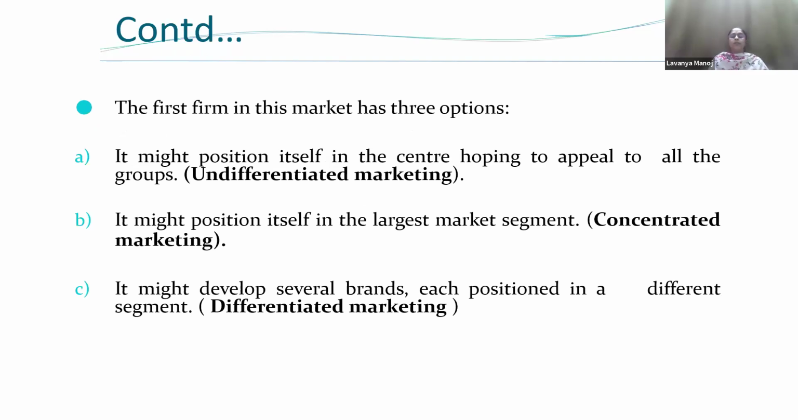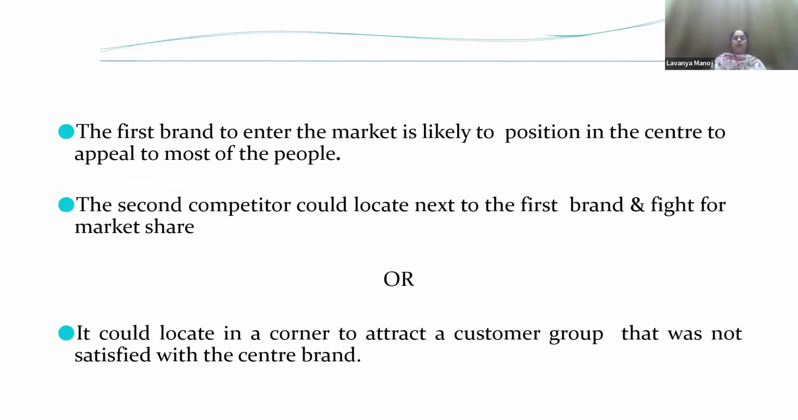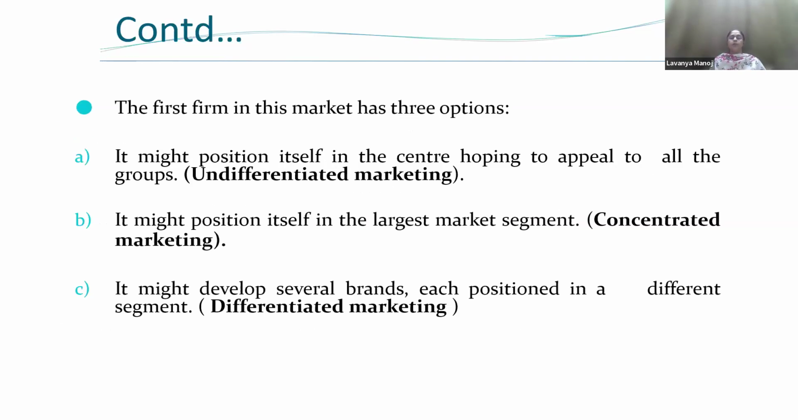So the first firm in this market has three options. It might position itself in the center, hoping to appeal to all the groups. That is undifferentiated marketing. But before that, we saw that in diffused preferences, it's likely to position in the center to appeal to most of the people.